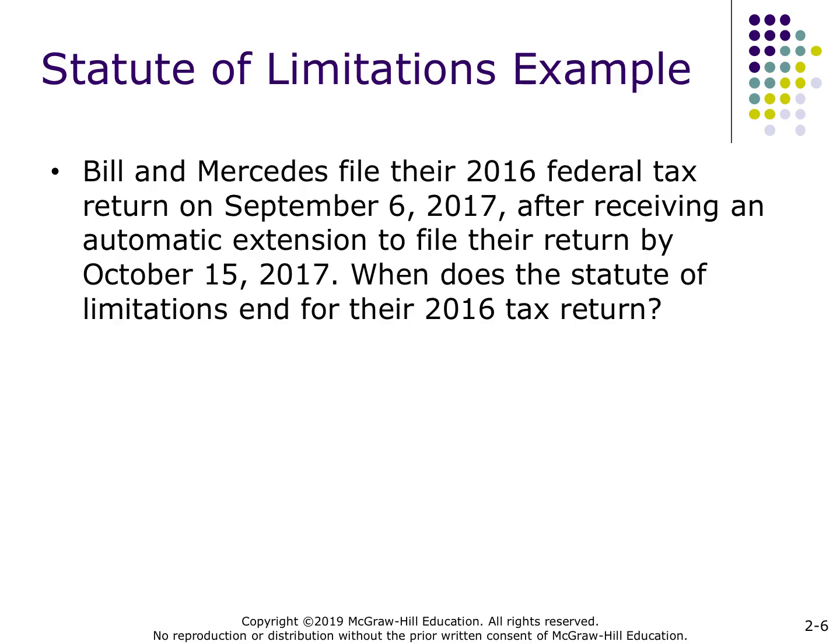All right, so let's look at another example. So we've got Bill and Mercedes. They filed their 2016 tax return on September 6th, 2017. So they're a little bit late, right? Because they should have filed it in April. But it's okay because they received an automatic extension. And that is a thing, right? You can receive one automatic extension, 6-month automatic extension. And so they had an automatic extension until October 15th. When does their statute of limitations end for this 2016 return?